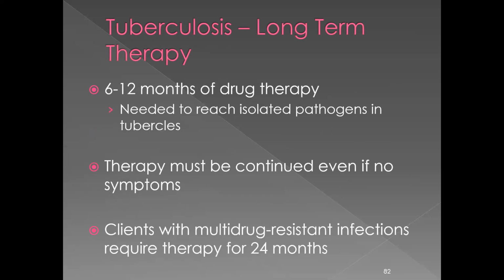Tuberculosis is a long-term therapy. You need to take it for a long time if you're diagnosed. Usually 6 to 12 months of drug therapy is needed to reach isolated pathogens in the tubercles. Therapy must be continued even if no symptoms are present anymore. A client with multi-drug resistant infections requires therapy for 24 months typically.